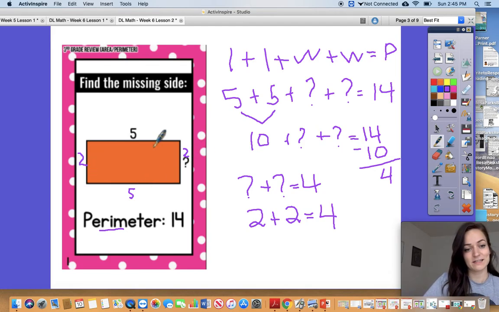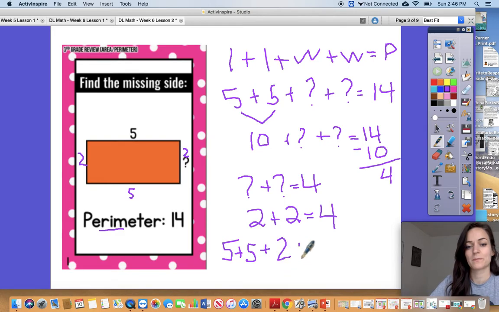I can check my answer by adding all four sides together. 5 plus 5 plus 2 plus 2, and I should get 14 if I did my answers right. 5 plus 5 is 10. 10 plus 2 more is 12. Plus 2 more is 14, so I did it right.